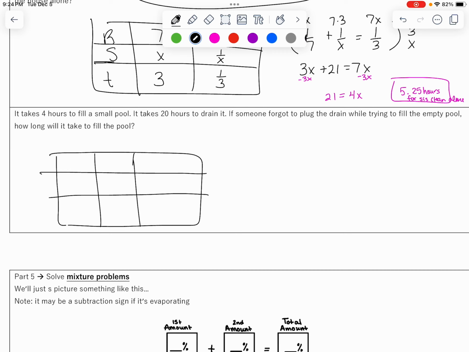Go ahead. Because they're working against each other. Okay, so what are the two different things? Filling and emptying.